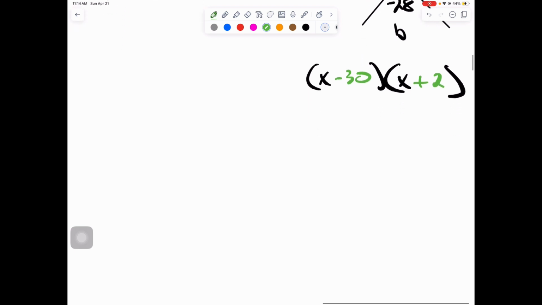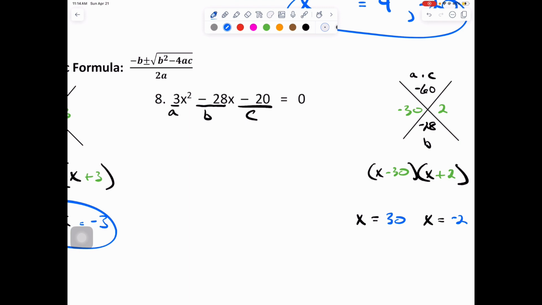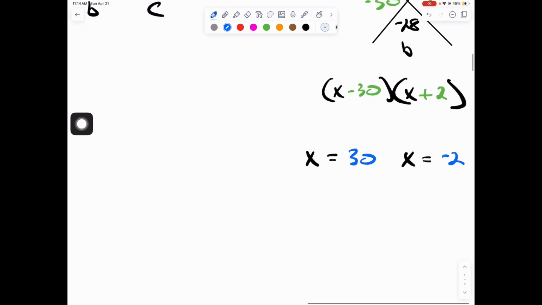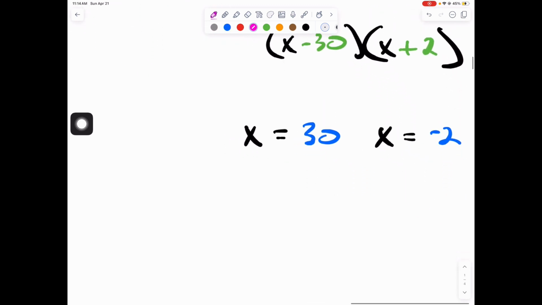Now remember that when we get those x-intercepts, we're simply just taking the flip of our, yes, negative 30. So that would make it x equals a positive 30. And then x equals a negative 2. Now, because our a value is greater than 1, meaning our a value here is 3, there is one last step we would have to do in order to get this.